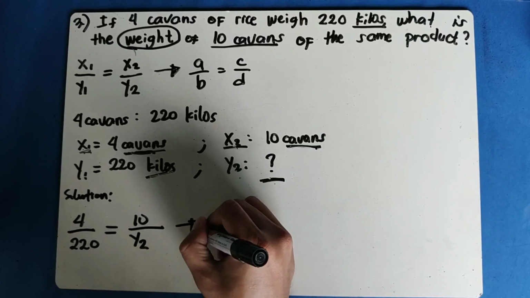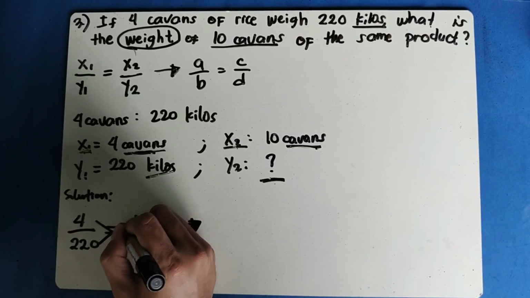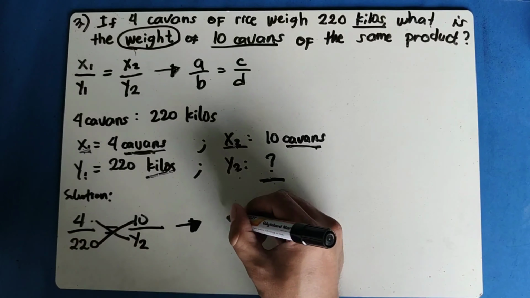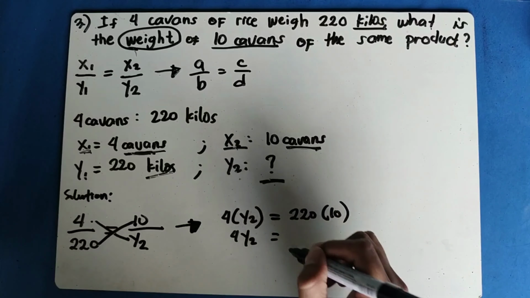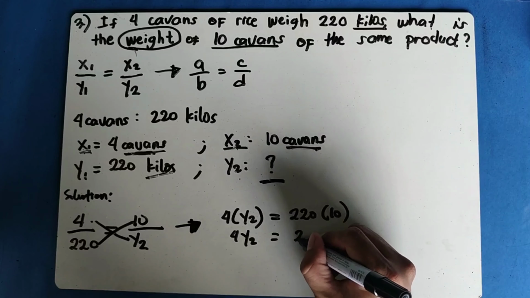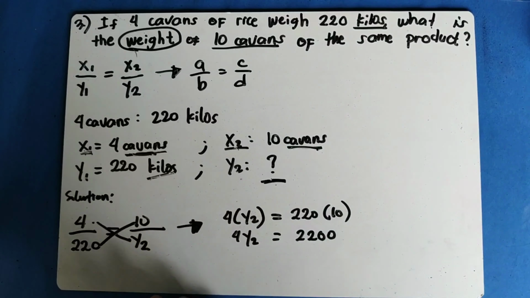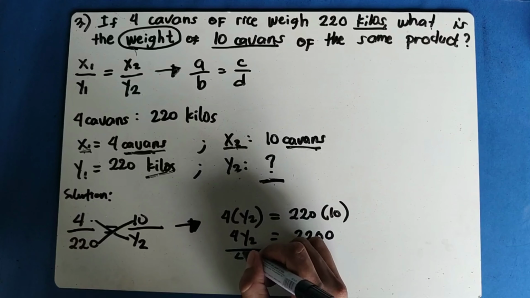Okay? So, for the proportion, we are going to apply cross multiplication. 4 times y sub 2 is equal to 220 times 10. Okay? So, 4 times y sub 2, that is 4y sub 2, is equal to 220 times 10. The result is 2,200. To find the value of y sub 2, we are going to divide both sides by 4.